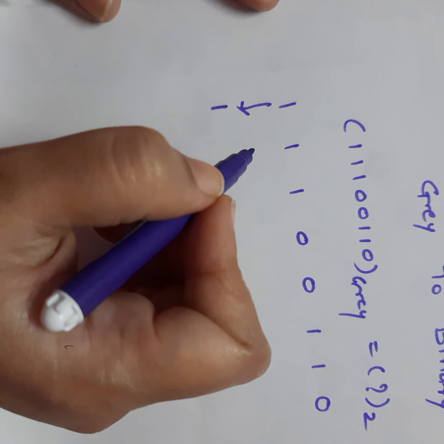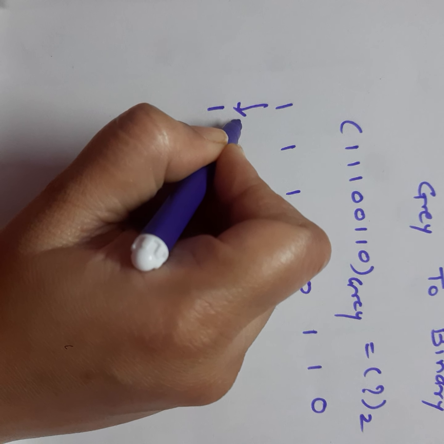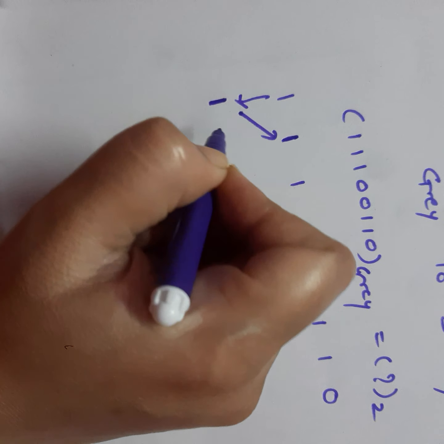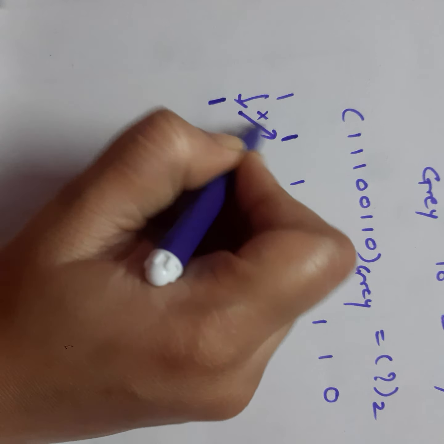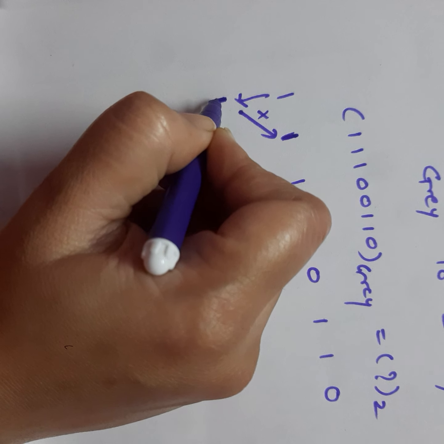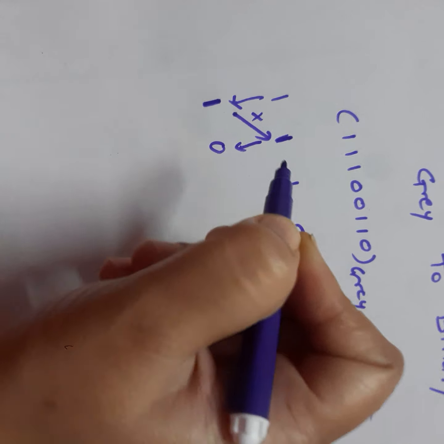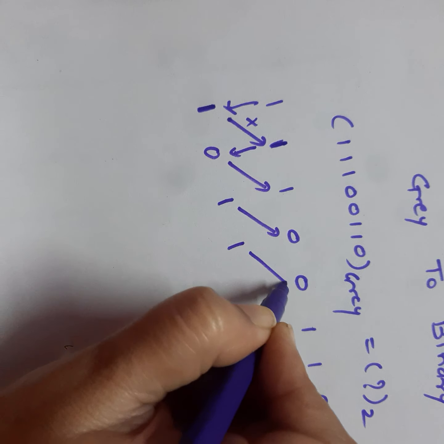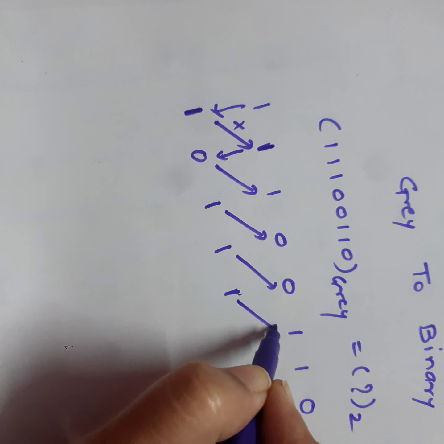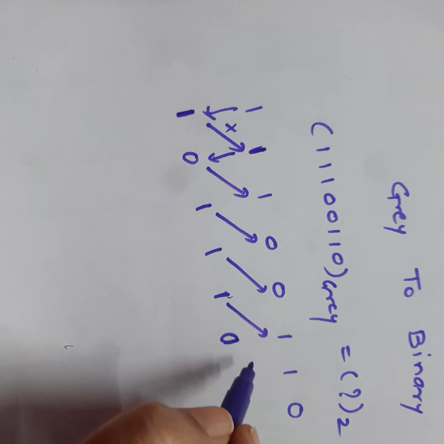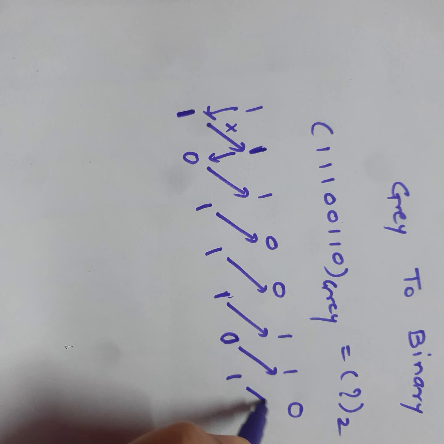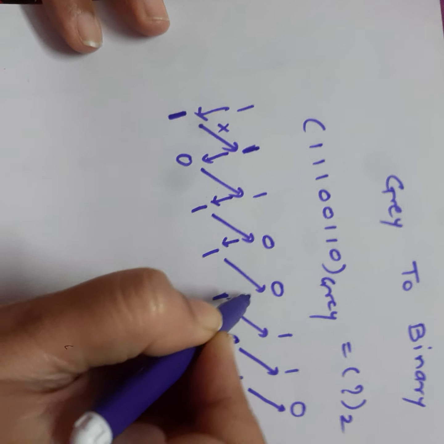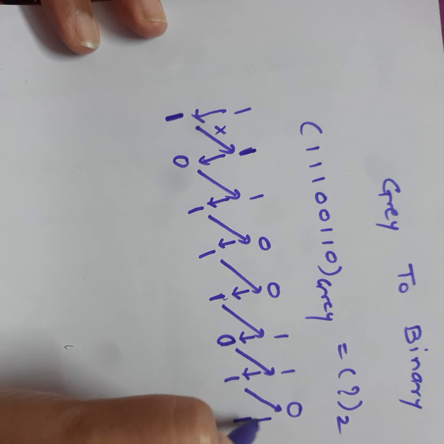First bit will be written as it is, and then add in the cross way. Like this, I will add this with the next bit, and the addition will be written in the answer. So 1 plus 1 is 0, 0 plus 1 is 1, 1 plus 0 is 1, 1 plus 0 is 1, 1 plus 1 is 0 with carry 1, 0 plus 1 is 1, 1 plus 0 is 1. So this is how I am adding and writing the addition.